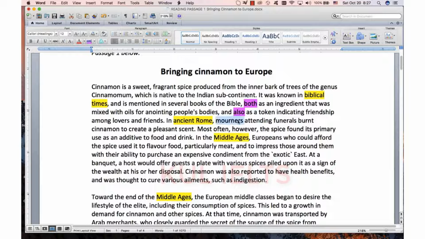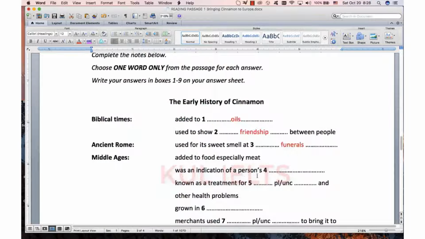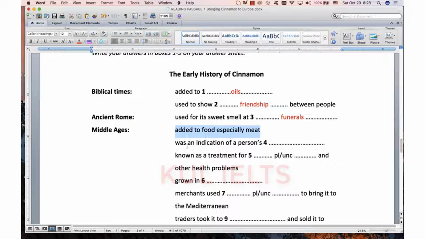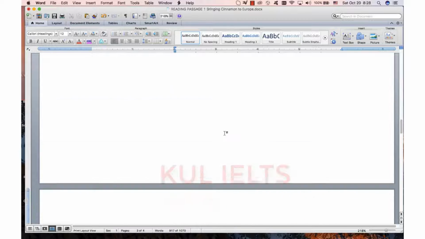So mourners are the people who attended the funerals. I hope you know what funerals are. So it was used for its sweet smell at funerals. It's the only real possibility there because mourners is people. It's a good idea to find that. And then was an indication of a person's something, and known as a treatment for something and other health problems. So see if you can find all of those.